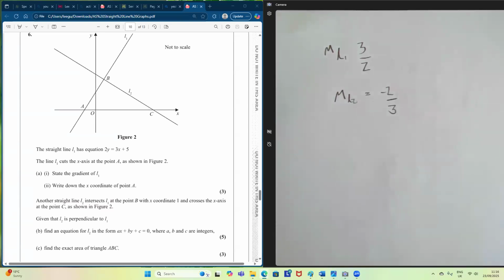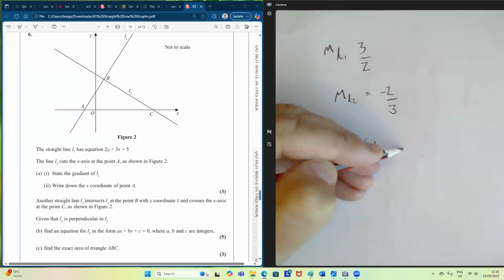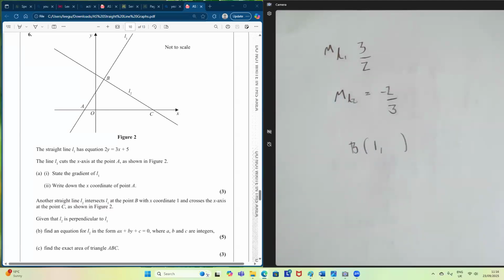Now, what do we need to find the equation of a line? We need a gradient and we need a point on the line. And so how can we find a point on the line? Well, we're told that the x coordinate of B is 1. So whatever B is, we know it has an x coordinate of 1. But we know that it lies on the line L1, so we can use that to find the y coordinate.